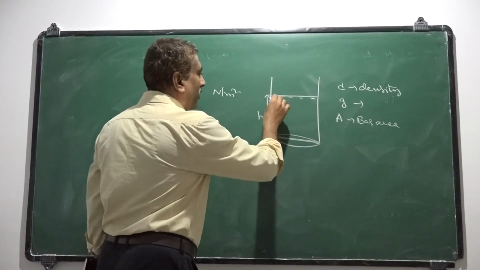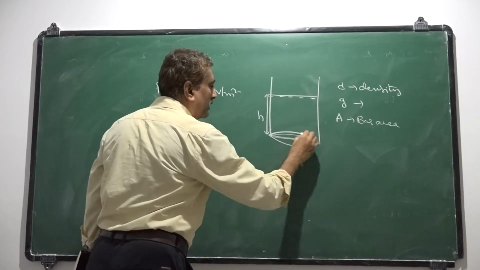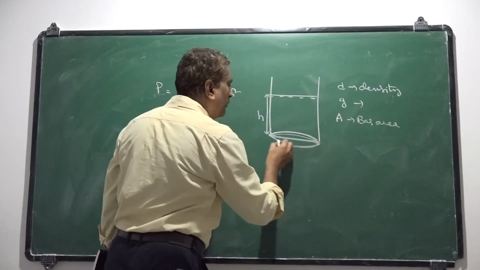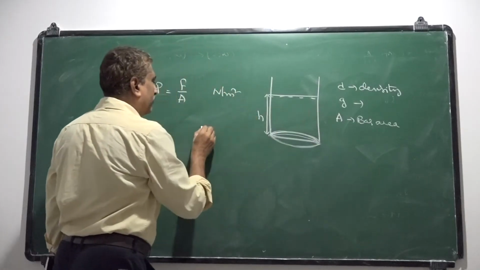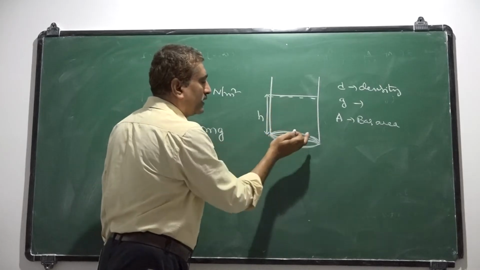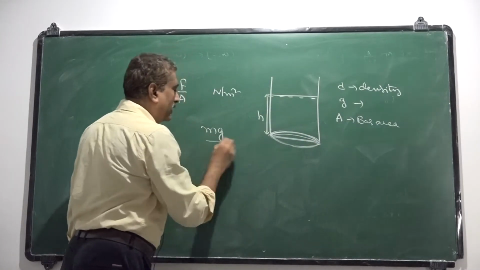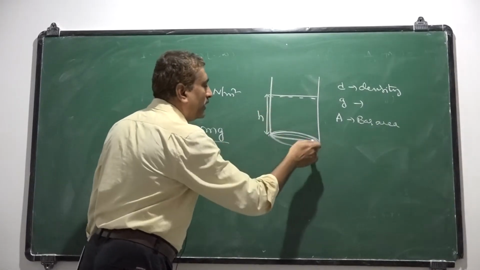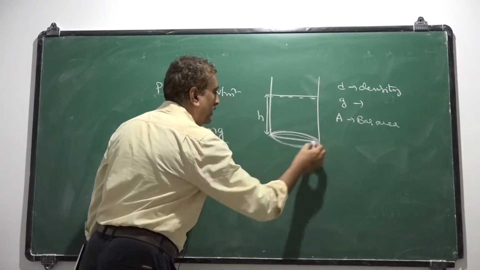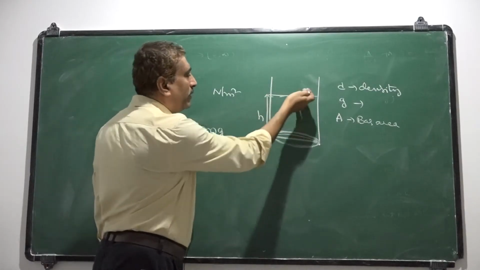Then the weight of this whole liquid column exerts a force on this particular base, and that force is mg. Now this force per unit area, that means force by base area, is the pressure exerted by a liquid in a beaker.